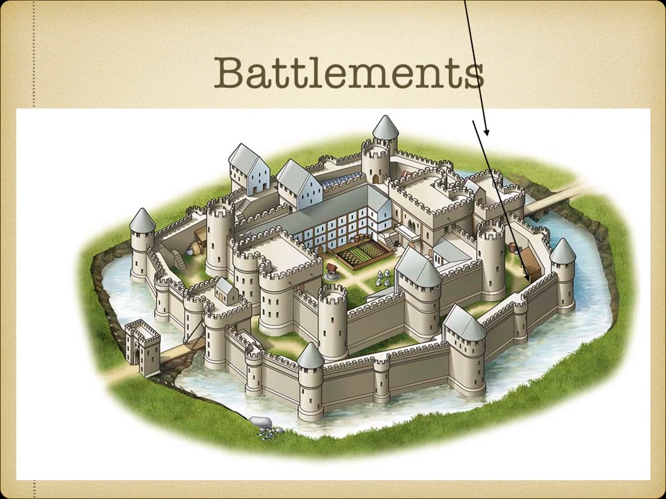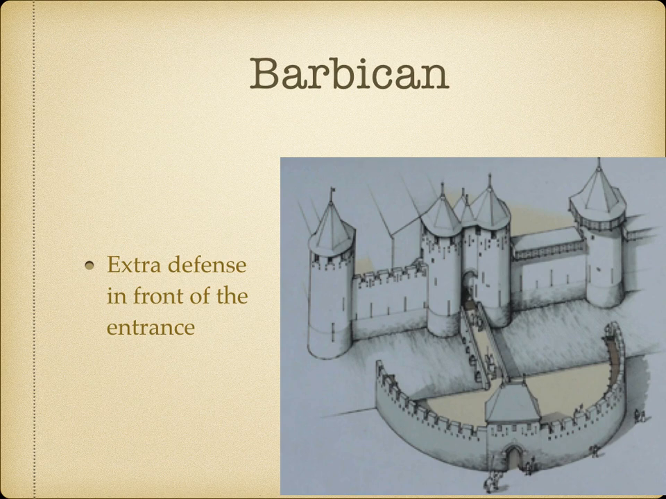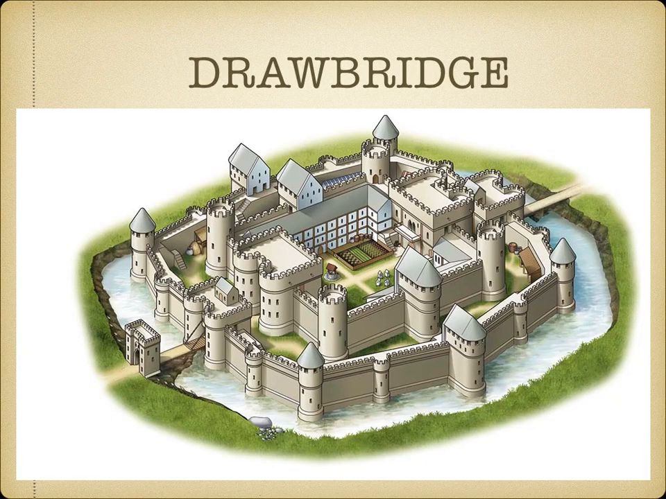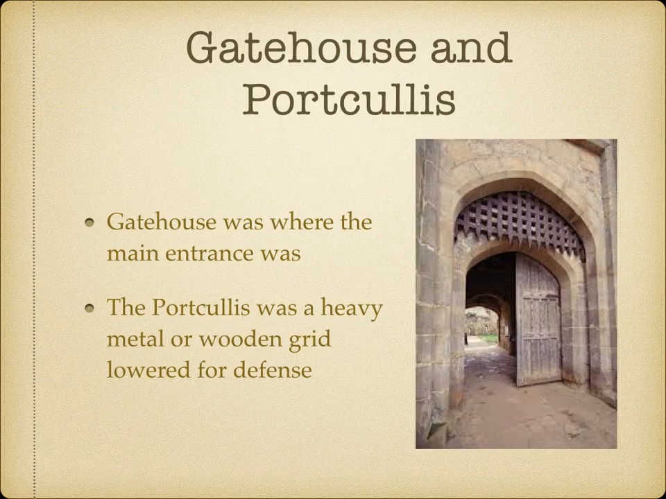Just like the keep, the most vulnerable part of the curtain wall was the entrance. So sometimes they built a defensive fortification known as a barbican in front of the entrance, which was like an extra wall. They also would have had the drawbridge, which could be lifted up and lowered down as needed to let in whoever they wanted, and would have them get across the moat. This part of the castle was known as the gatehouse.